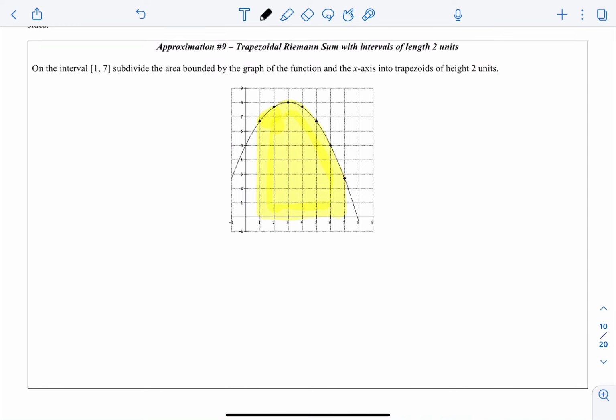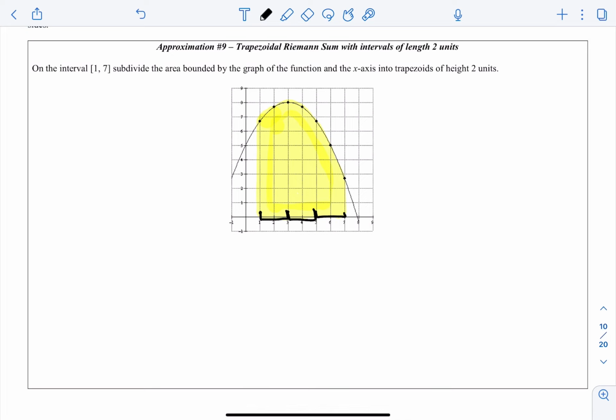Okay, so we're going to find the trapezoidal Riemann sum with interval of length 2 units on this graph, and this is from the interval from 1 to 7. So let's start dividing the graph into trapezoids. We can make one from 1 to 3, because they each have a height of 2, 3 to 5, and then 5 to 7.